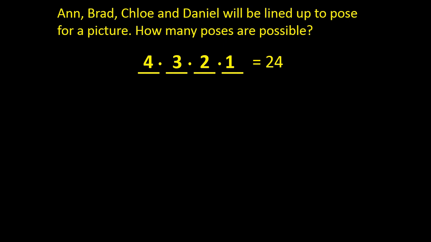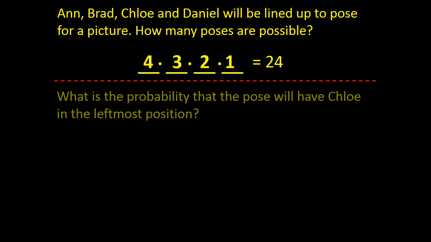Now, so far all we've done is count things. What happens if we want to determine a probability? So what's the probability that the pose will have Chloe in the leftmost position? Now keep in mind that probability has as its denominator the total number in the sample space, and that would be the 24. There are 24 total pictures we could possibly make ordering these 4 people. But now we need to find the number in the numerator. That would be the number of poses that will have Chloe in the leftmost position.